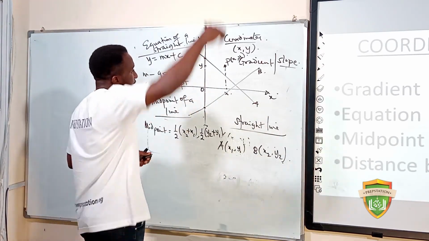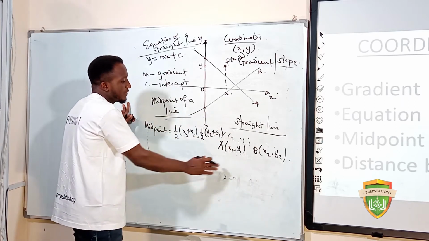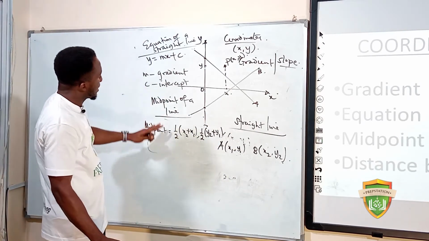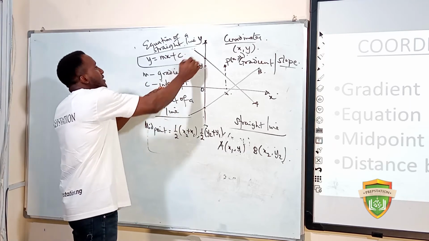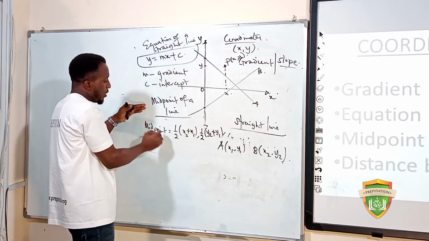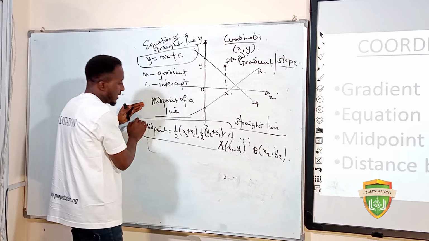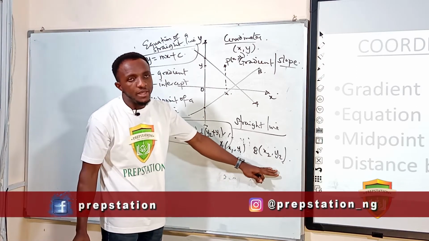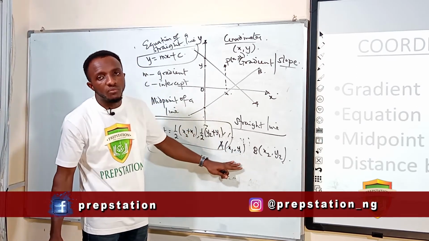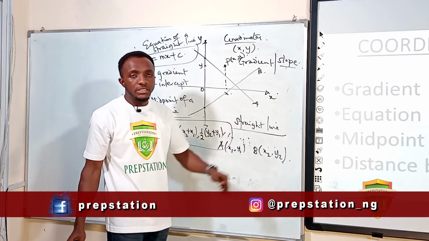So we have the gradient. I have erased that part from the board. We have the equation of a straight line. It's here. Remember this. You can save this. And then we have the midpoint of a line. This is the midpoint of the line. Remember, we're talking about line AB, and these are the coordinates of points A and B.